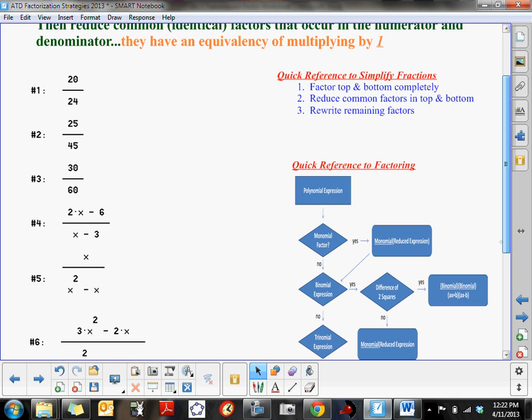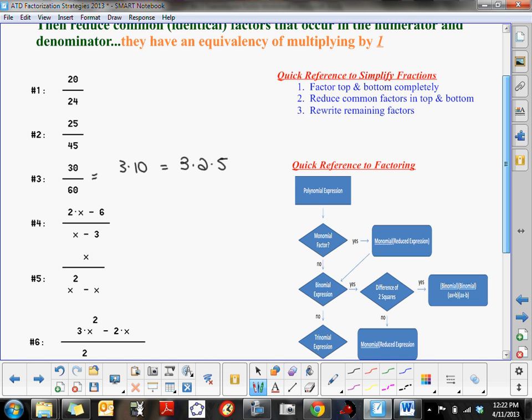We can probably very quickly see that it's going to reduce down to a half, but let me try to model again what I'm asking you to do. Factor the numerator completely first. So 30 is 3 times 10. Let me do that again because I think I lost track of my numbers. I'm going to go 3 times 10, which is equal to 3 times 2 times 5.